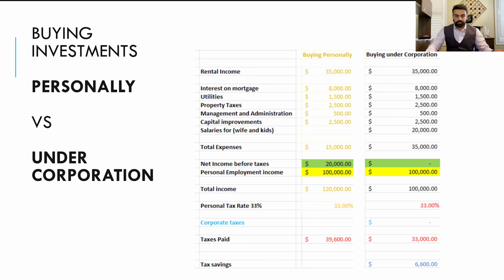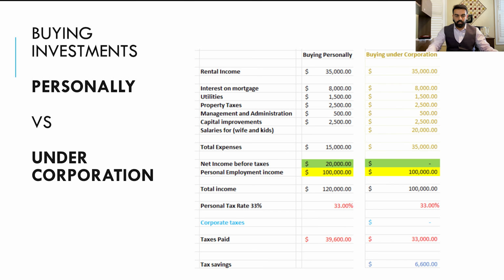So you're buying it personally. The rental income also gets reported on your personal taxes. Based on the $100,000, I just picked a number, you're in a 33% tax bracket. So that means your tax liability would be $39,600 from the overall perspective.